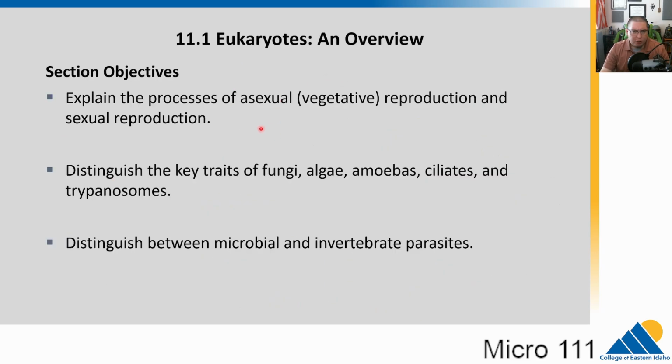So we're first going to do some review and a little more in-depth overview of eukaryotes. We need to talk about two processes, asexual reproduction and sexual reproduction, that are key to how eukaryotes divide and reproduce. We'll talk briefly about the fungi, algae, amebas, ciliates, and trypanosomes, and a few other things as well. We will talk about some of the things that are not microbes, but get lumped into microbiology because of some of the processes they're involved in.